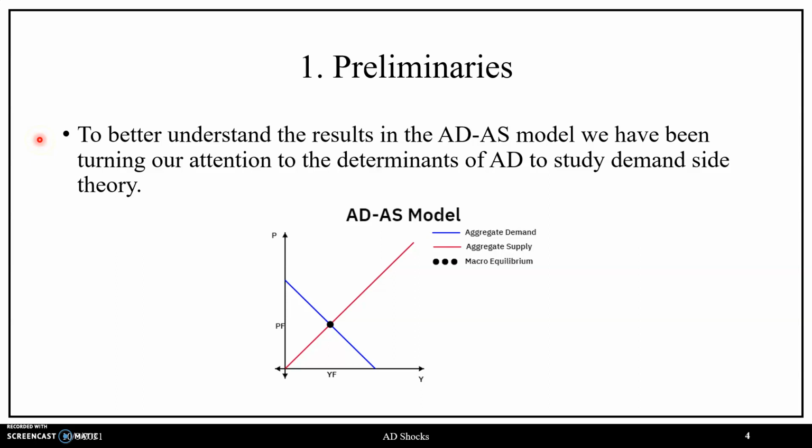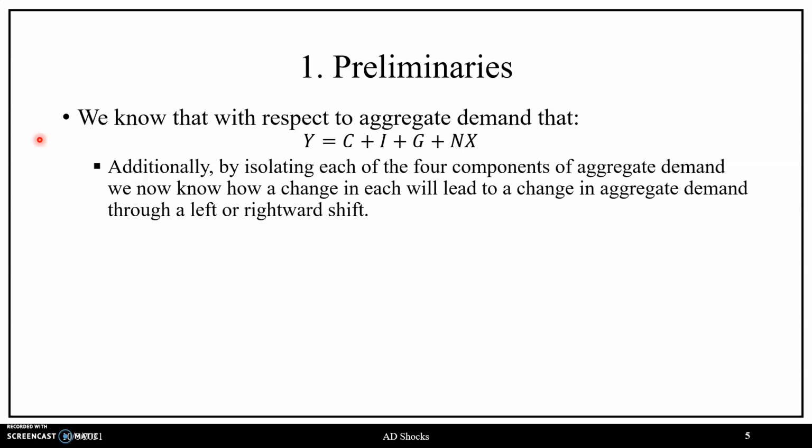We're beginning with our preliminaries. To better understand the results in our AD-AS model, we have been turning our attention to our internal market forces in the form of, first, aggregate demand in order to study demand-side theory, where we know that with respect to aggregate demand, we can turn to our identity in terms of real output expenditures, which is equal to the sum of consumption, investment, government spending, and net export expenditures.